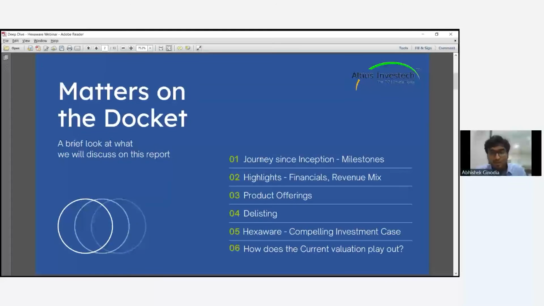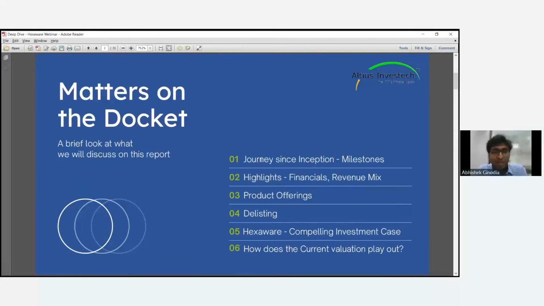What we generally cover in such webinars is how the company came into being, how we stumbled upon the company in the pre-IPO markets, and how the revenue financials look. We understand a little bit about the company's product side. We get into what makes it a worthwhile investment going forward, and how we see the next couple of years playing out. I think we'll be following a similar journey with Hexaware as well.